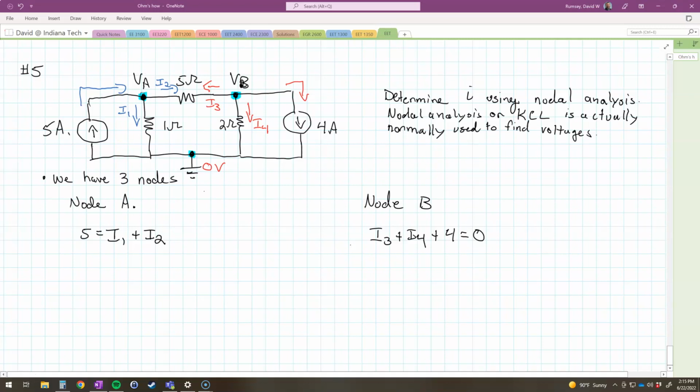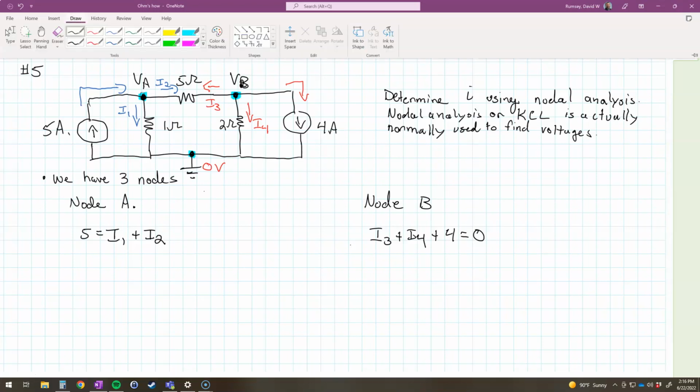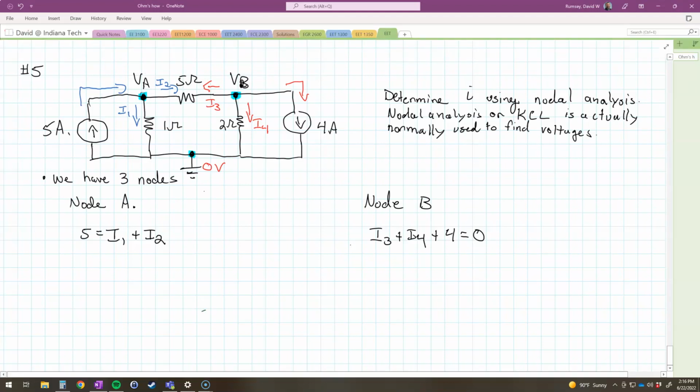Before we get into that, let me show you how we're going to use Ohm's law to actually compute here. So, let me draw a resistor here.